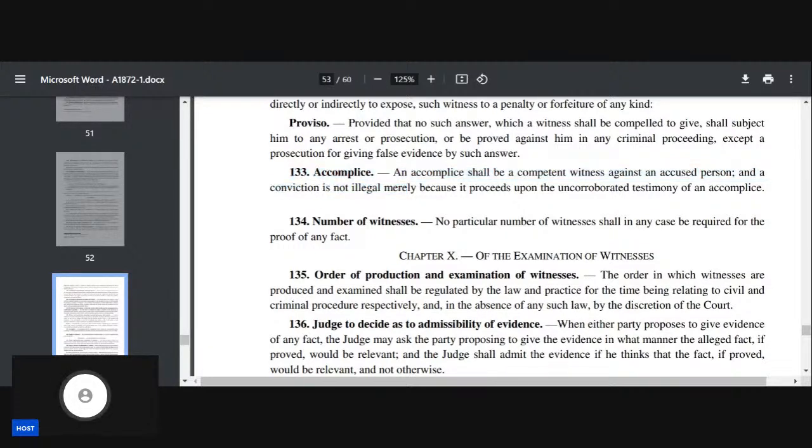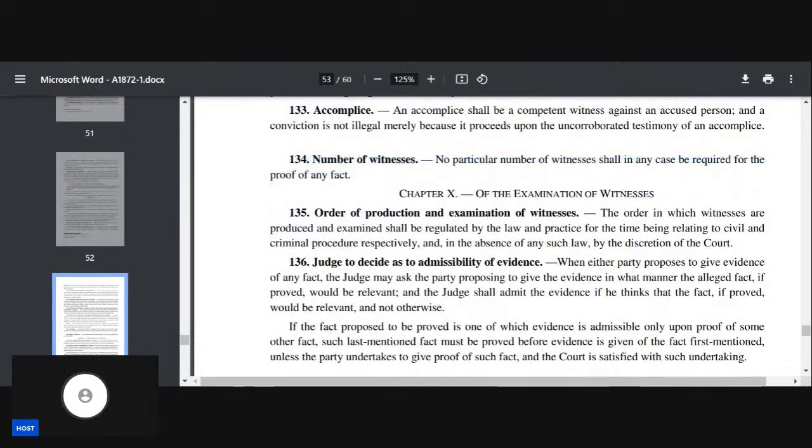How many witnesses are required to prove a particular fact? There is no particular number of witnesses. It can be one, it can be two, it can be 100. But remember one thing, the number of witnesses is not something which matters. It is the quality of what you are giving. So the number of witnesses does not matter under the Evidence Act, right? If there is even one witness who is giving an honest statement, that is enough to convict someone. So the number of witnesses is not required. Acha, whenever you are reading 133, the accomplice section, you have to read it with 114 as I told you.